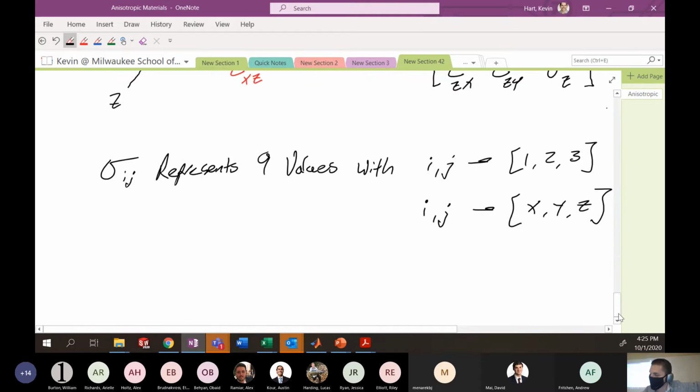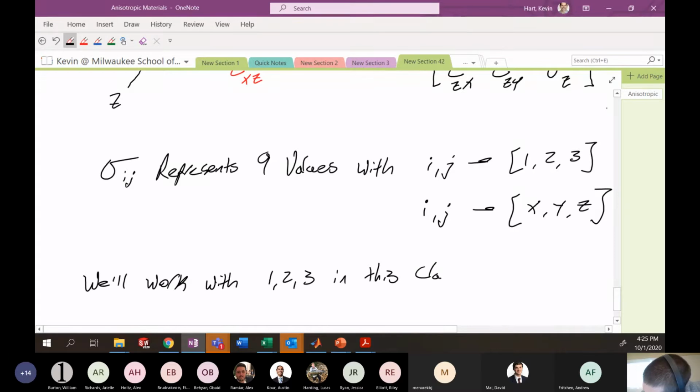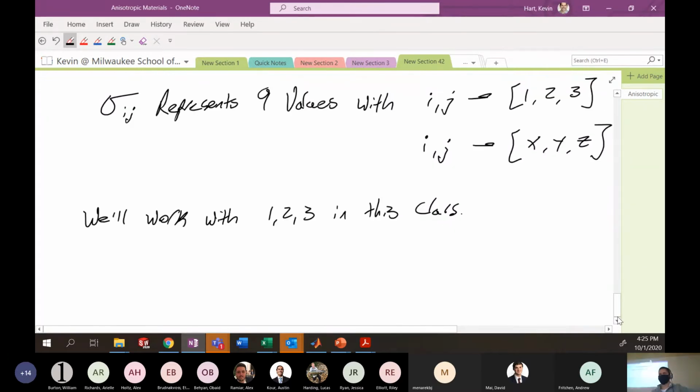Okay. So we'll stick to the 1, 2, 3 for now, but understand that it basically means the same thing. We'll work with 1, 2, 3 in this class. All right. And that's because by definition, composites usually have one direction along which the fibers act. And so composite people tend to like the 1, 2, 3 idea.